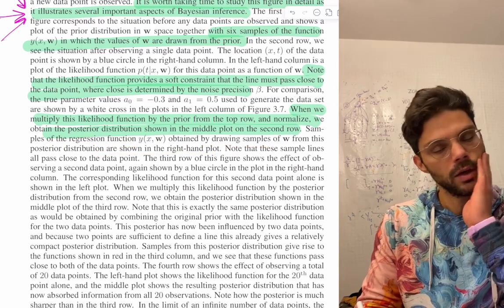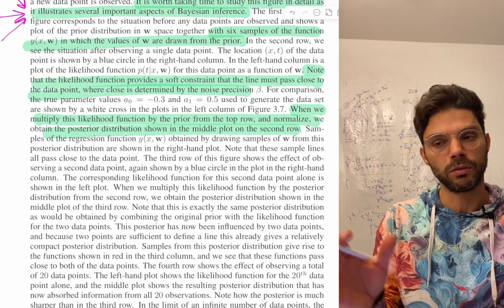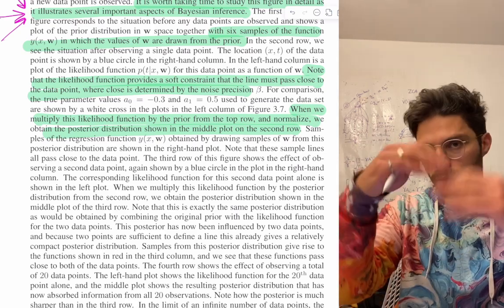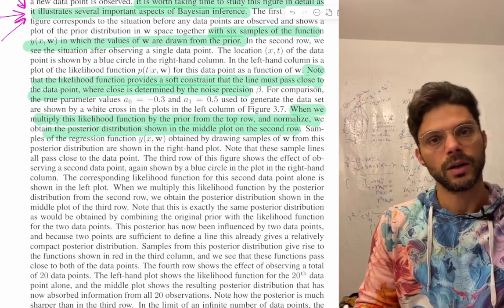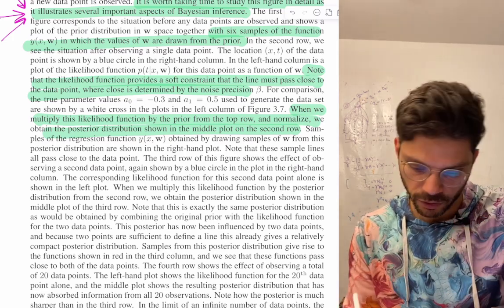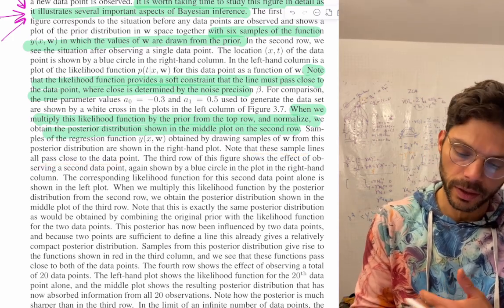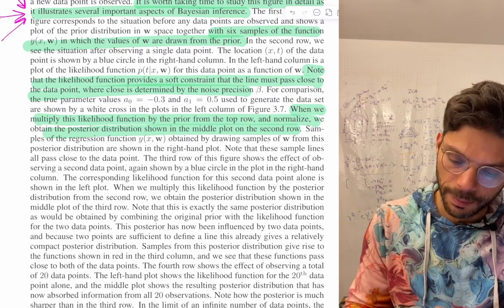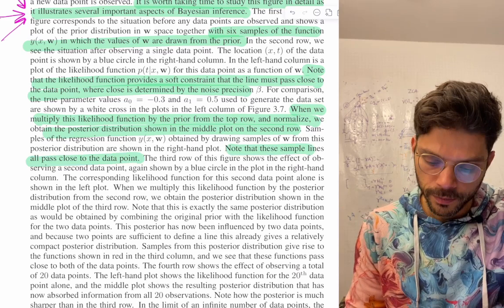So basically, we do the same thing we did before, but before our prior was isotropic, so the weights could be anything, so the lines could be anything. Now we have a single data point, which is going to constrain our weights, and that'll show up as the lines being constrained. Note that these sample lines all pass close to the data point. It's kind of a beautiful thing to see it happen, honestly. It's heartwarming to see it happen.